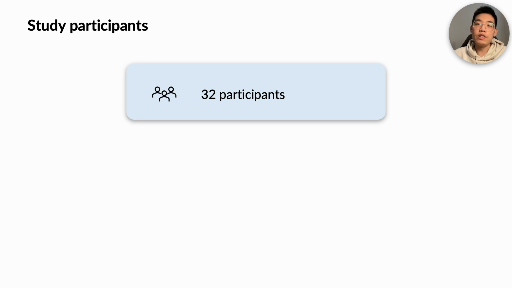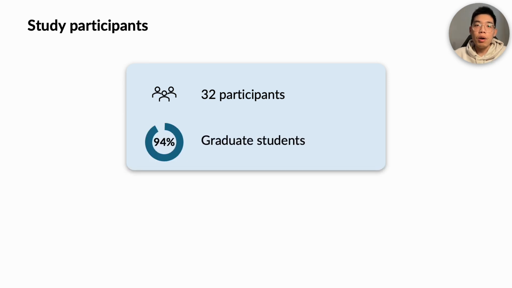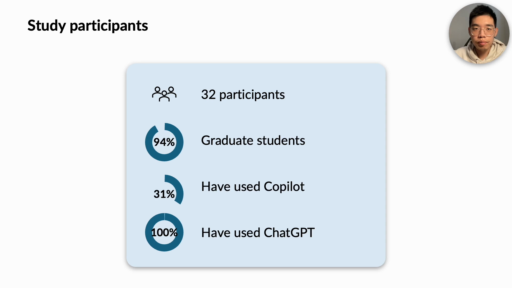Our study involves 32 programmers. Most were graduate student programmers. 31% had previously used Copilot, and all of them had previously used a chat AI like ChatGPT.